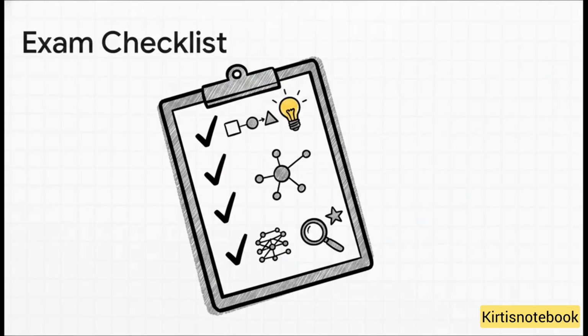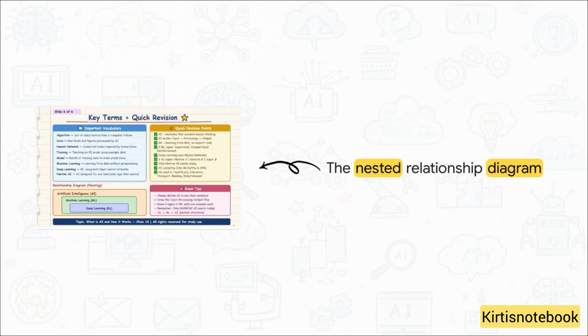Next, here is your quick checklist of exam tips. 1. Always be ready to define AI in one clear sentence: machines doing tasks that require human intelligence. 2. Remember to draw that simple input, processing, output flowchart. 3. Know your 3 types of machine learning: supervised, unsupervised, and reinforcement, and make sure you can give one clear example for each. 4. Remember that deep learning is the one that uses those multi-layered neural networks. And 5, most importantly, if they ask about the future of AI, make sure you write down that currently only narrow AI exists.